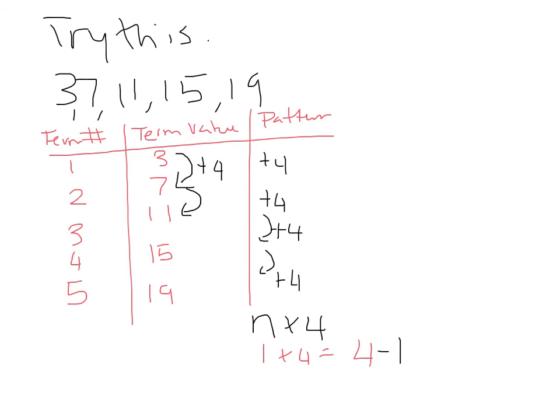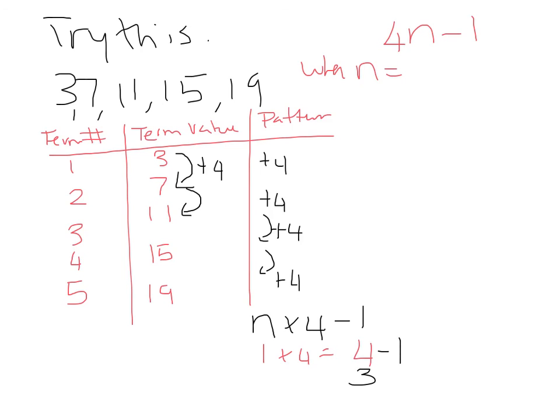So in my expression here, I know I need to subtract 1 in order to get the expression correct. Because now 4 minus 1 equals 3, which is the value for term number 1. The value would be 3. So I say, let me try this expression out. Now let's see if this expression works. So I know my expression now is 4n minus 1.